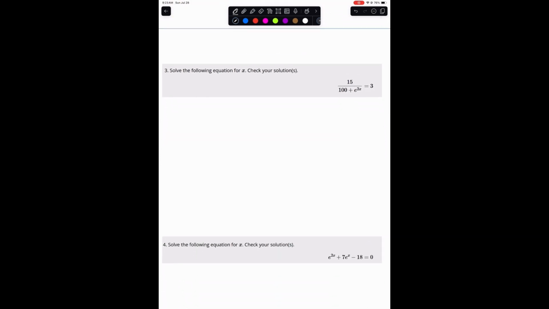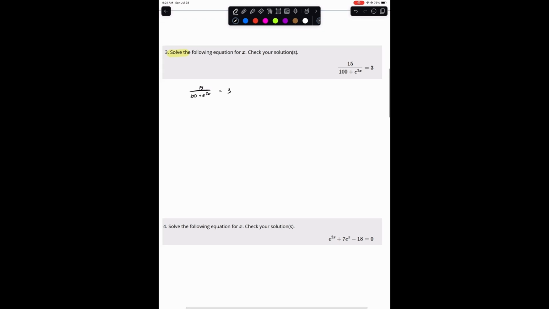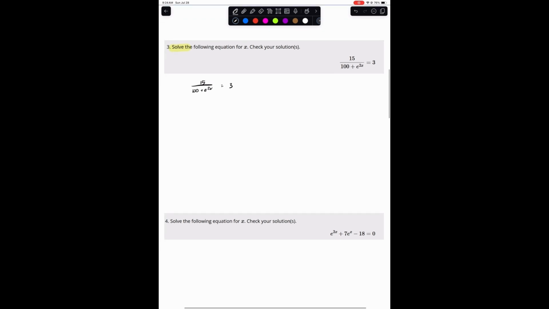All right, so for number 3, we're once again solving for x. So we have 15 over 100 plus e to the 2x equals 3. Now I know that 3 is 15 over 5. So I'm going to write 15 over 100 plus e to the 2x equals 15 over 5.